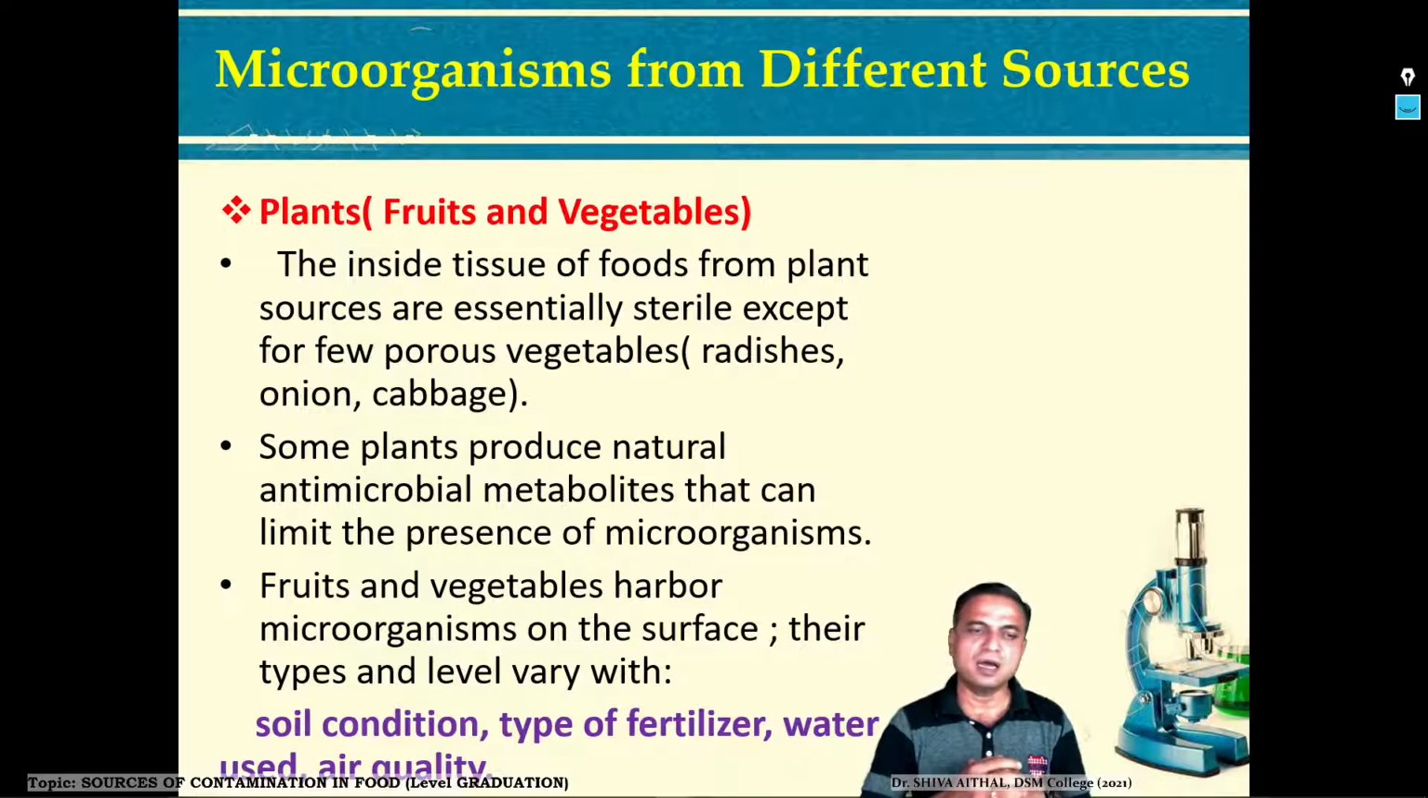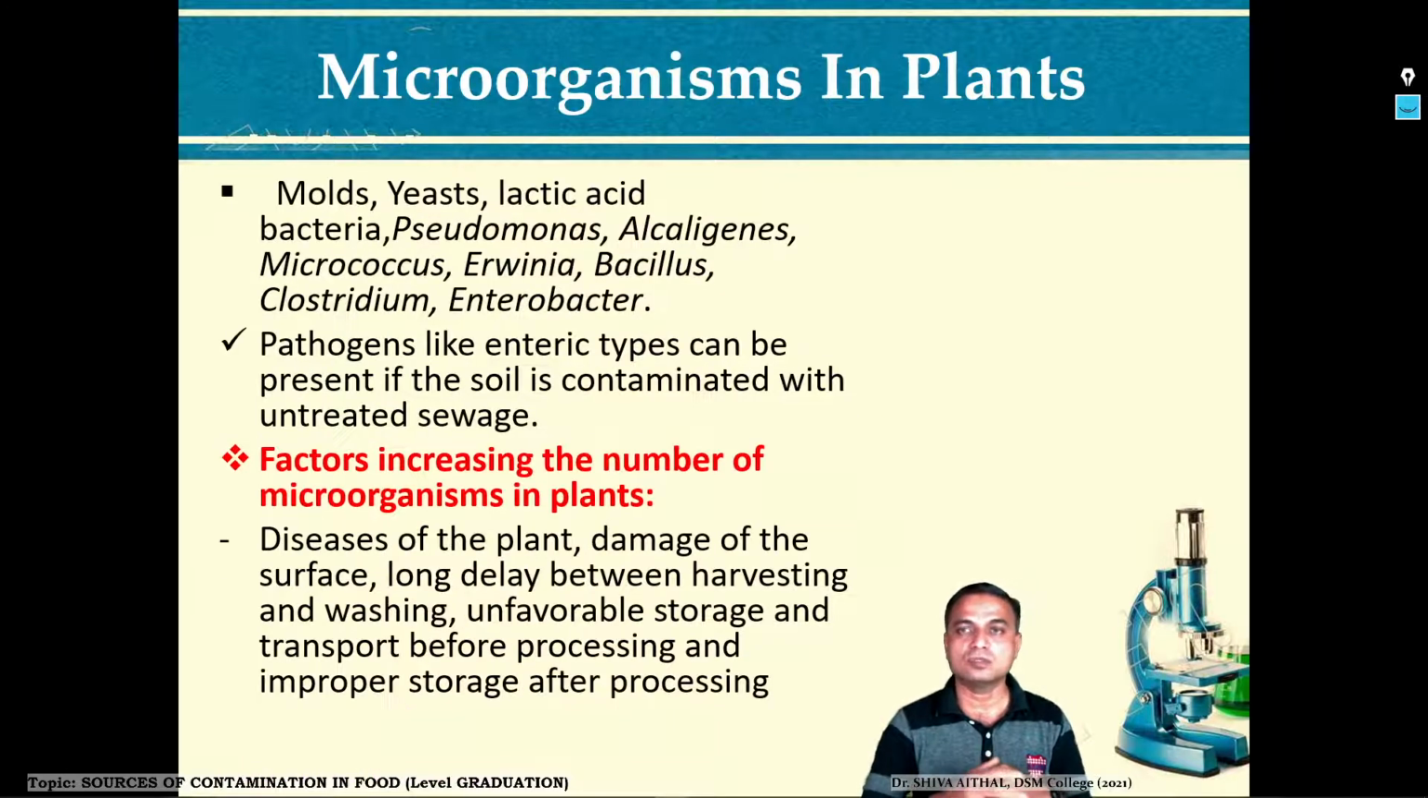Fruits and vegetables harbor a huge variety of microorganisms on their surface, as I said, because they are coming from soil. Their types and levels, that is, which type of microorganism and what is the level of contamination, vary greatly with respect to the soil condition. If it is a good fertile soil, there will be a lot of variety of microorganisms. The type of fertilizer used, the water quality, and the air environment also determine the type, quantity and quality of microorganisms in your food.